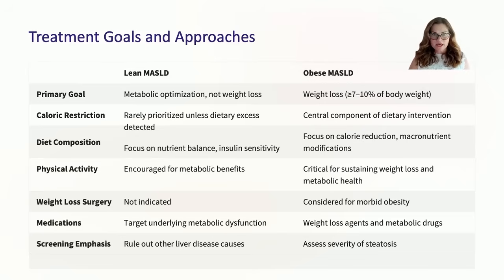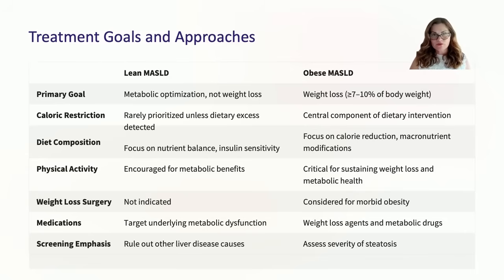And then what about diet? In lean MASLD, we don't prioritize calorie cutting unless the person is overeating. Instead, the goal is to improve the quality of the diet. Focus on nutrient-dense foods and foods that support blood sugar control. For obese MASLD, caloric restriction is central. The focus is on eating fewer calories, but also changing the macronutrient distribution and reducing added sugars or saturated fat.